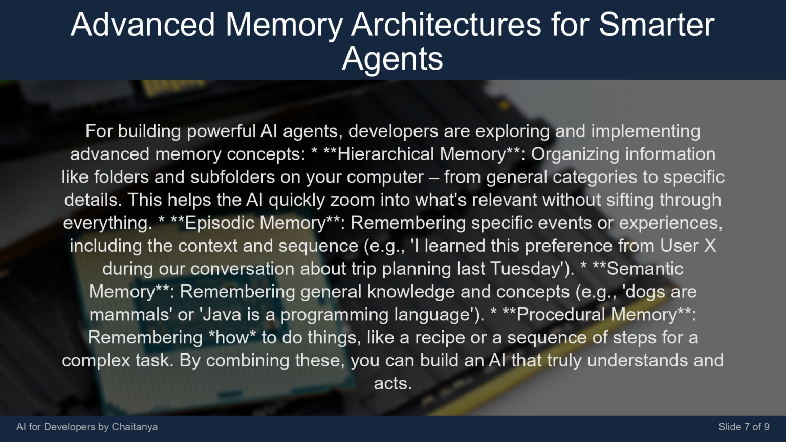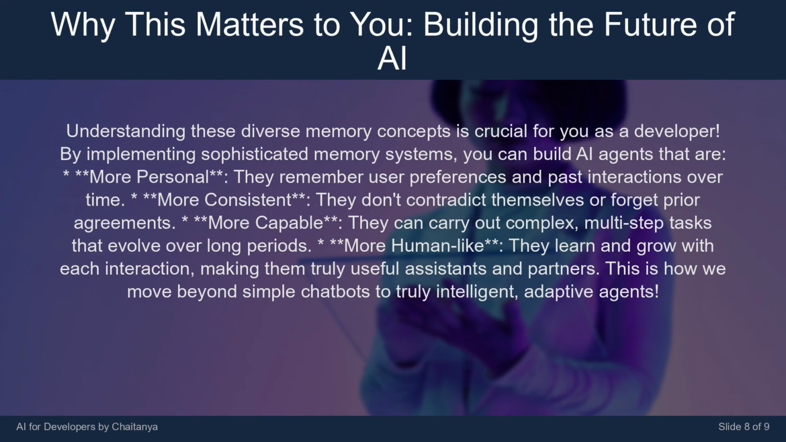Semantic memory, remembering general knowledge and concepts. For example, dogs are mammals or Java is a programming language. Procedural memory, remembering how to do things, like a recipe or a sequence of steps for a complex task. By combining these, you can build an AI that truly understands and acts. Understanding these diverse memory concepts is crucial for you as a developer.